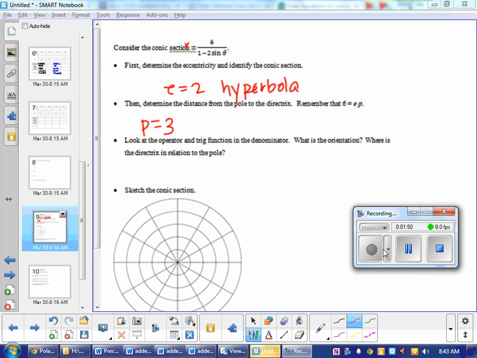All right, so now for the third bullet point, it says look at the operator and the trig function. The operator is whether it's a plus or minus sign. And then what's the orientation? So we see 1 minus 2 sine theta. So that minus sign tells you that the directrix is where?